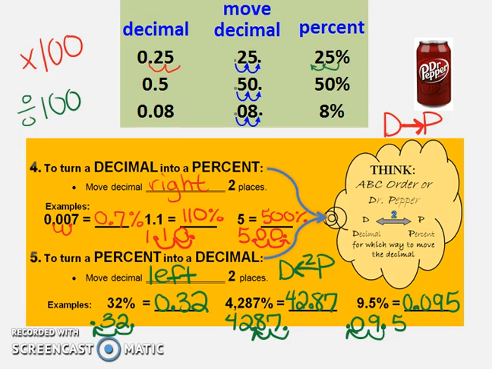So, changing from percent to decimal and decimal to percent is actually really easy. All you have to do is think about Dr. Pepper to help you know which way to move the decimal point. And just remember, you're multiplying and dividing by 100, so the decimal point will always move twice.